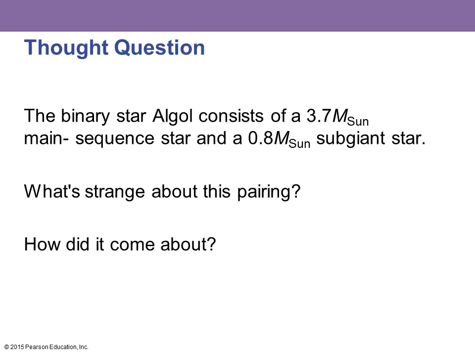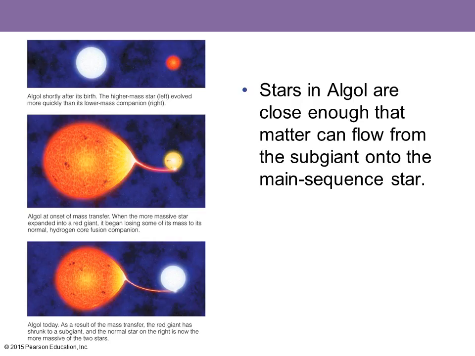So the binary star called Algol is a 3.7 solar mass star, and the subgiant next to it is a 0.8 solar mass star. So what's strange about the pairing? How did it come about? Well, stars in Algol are close enough that matter can flow from the subgiant onto the main sequence star. So as you can see, one star's getting larger due to the loss of mass of the other.